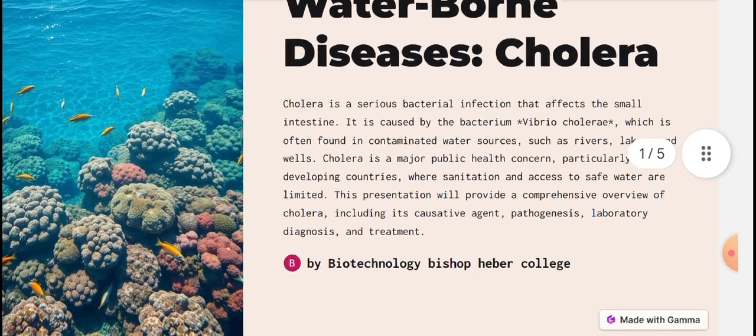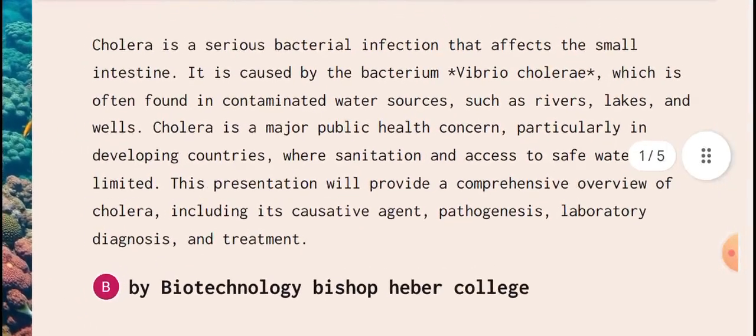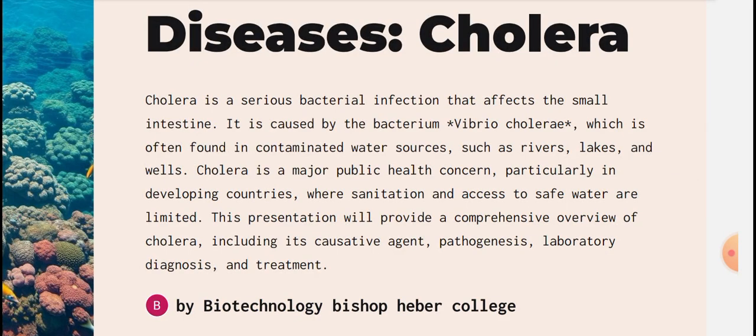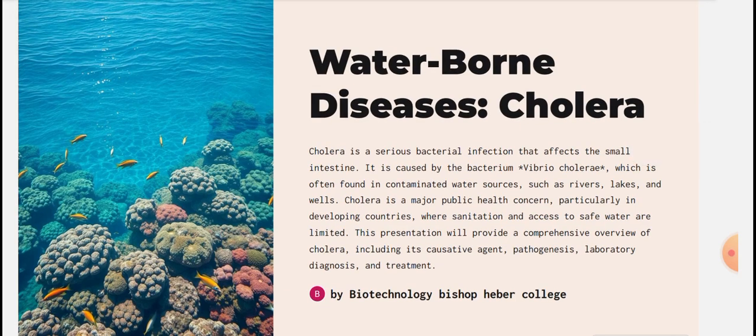And as I told you, it is caused by the bacterium called Vibrio cholerae, and it spreads among people through consumption of contaminated water from sources like rivers, lakes, and wells. As the term describes, it is a waterborne infection, which means the pathogen spreads among individuals through the consumption of contaminated water. So this is the first point you have to remember.